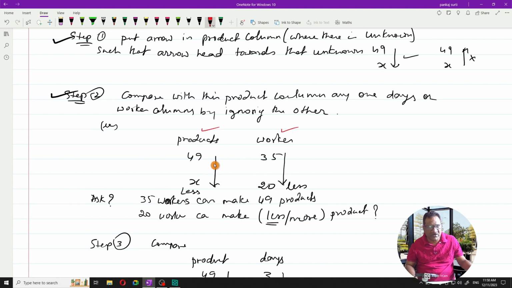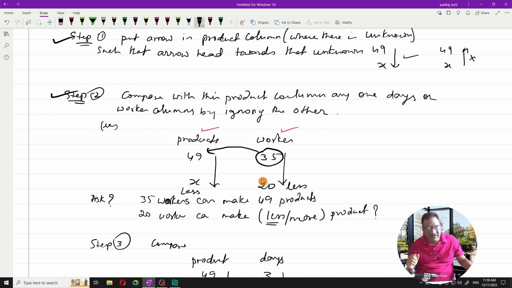Now, once the product and worker columns are kept side by side, in the product column I already have an arrow in the downward direction pointing towards the unknown. Now you have to ask yourself a question, starting from the workers column. 35 workers can produce 49 products. 35 workers are able to produce 49 number of products.